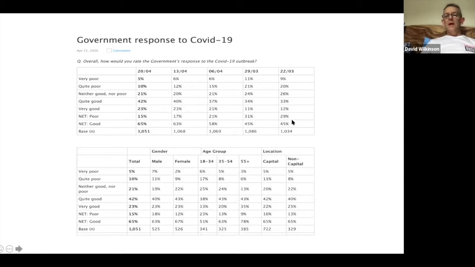Over here on the right-hand side, in March, about 45% were supportive, and that has consistently and steadily increased, interestingly, to just a few days ago, the 20th of April, 65% of respondents net good, only 15% net poor, and the rest were ambivalent about that. So a lot of support in the community for what is being done.